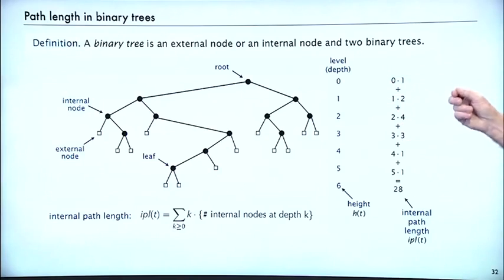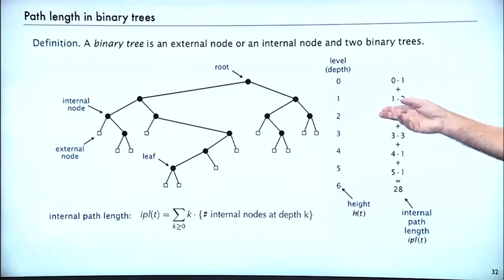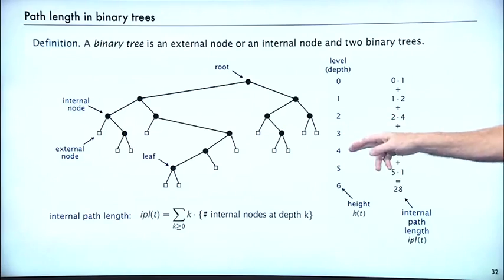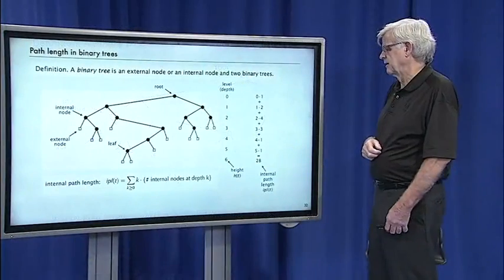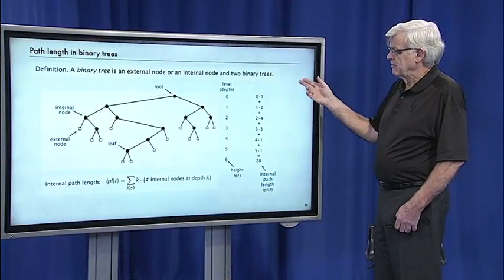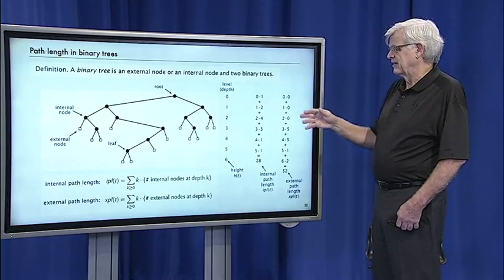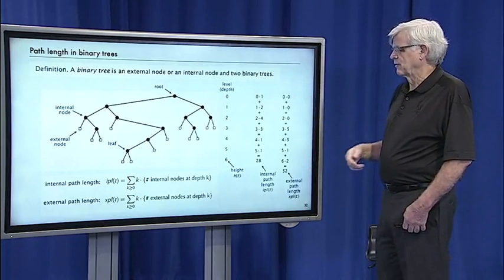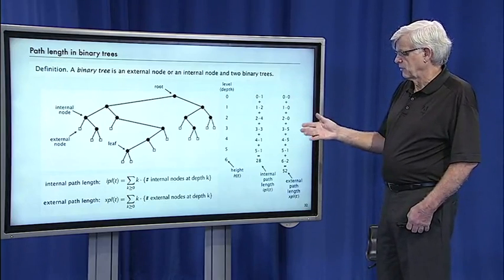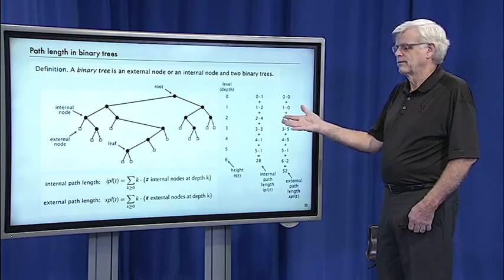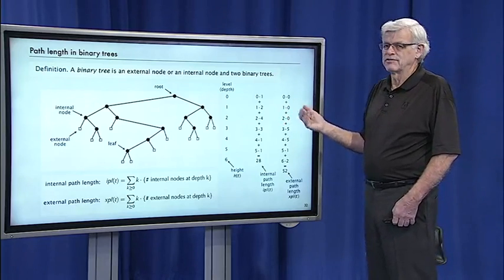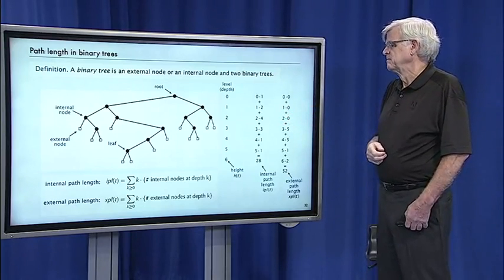That's called the internal path length of a binary tree. It's the sum over all nodes of the length of the path from the root to that node, or the sum of k times the number at depth k. For binary trees, we also talk about external path length, and that's just the same thing for external nodes. That's also a quantity of interest in studying the binary search algorithm.